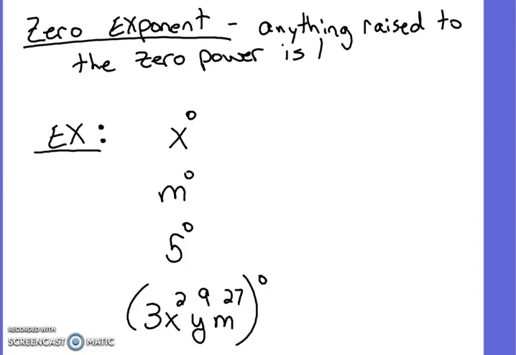All right, another rule is the 0 exponent. Anything raised to the 0 power is 1. It's that simple. I mean, you just have to know that rule. So x to the 0 power, that literally is 1. M to the 0 power is 1. 5 to the 0 power is 1. And then I have a bunch of stuff inside parentheses, but notice the parentheses is being raised to the 0 power, so the answer is 1. Anything being raised to the 0 power is 1.